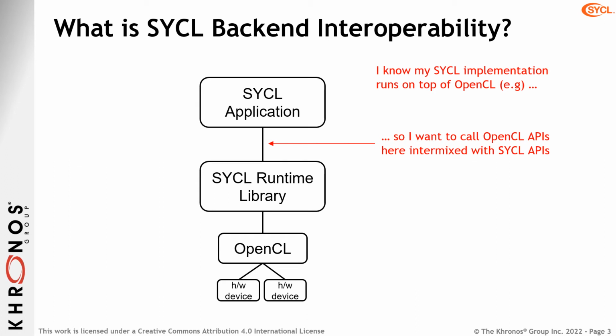Now that we understand what the SYCL backend is, we can ask what the backend interoperability is. Well, the concept is fairly simple. Let's say that you know that your SYCL implementation uses a particular backend. For example, OpenCL is shown in this diagram. Well, you may ask yourself, if I know that everything is running on OpenCL anyways, why can't I intersperse some OpenCL calls along with all my SYCL calls? And the answer is that you can. That's exactly what the backend interoperability does. It provides a way for you to intersperse backend specific calls with your SYCL calls and a way to relate the two APIs together.